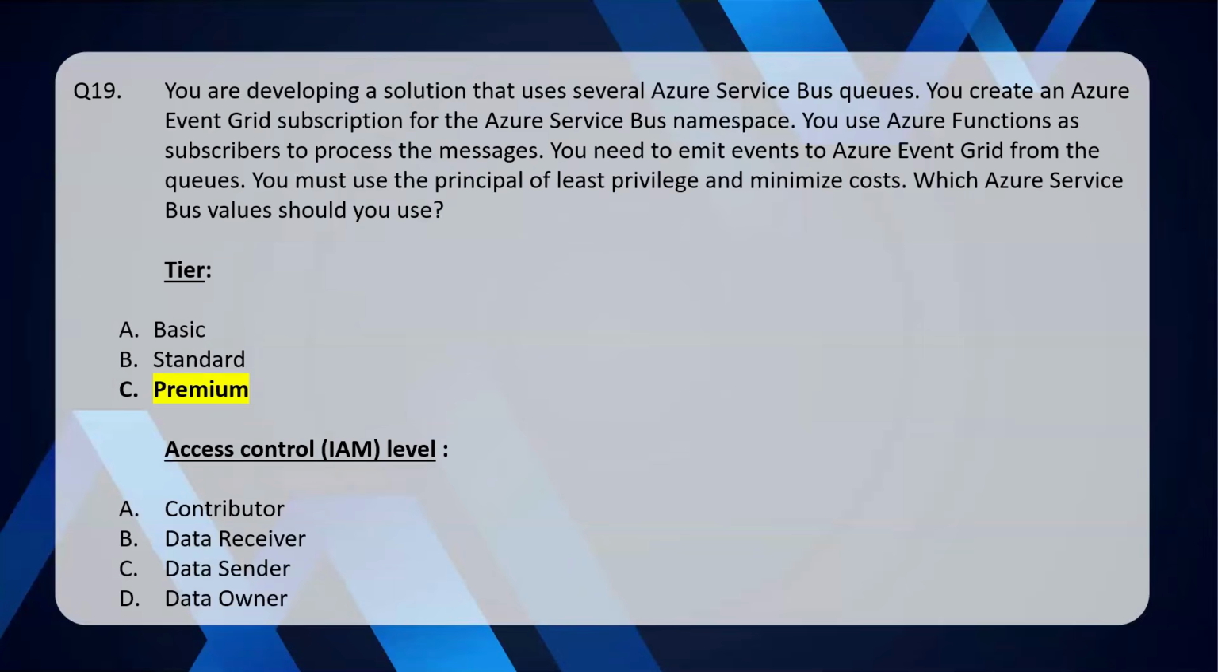Now the next part of the question is talking about access control level. And your options are contributor, data receiver, data sender, and data owner. You will have to provide contributor access in this case. Data receiver is for receiving data or messages. Data owner role grants full access to data operations, and data sender allows to send events to Event Grid, which should do the job. However, here Service Bus itself is the publisher and Event Grid requires contributor on the Event Grid topic, so Service Bus can publish to it.